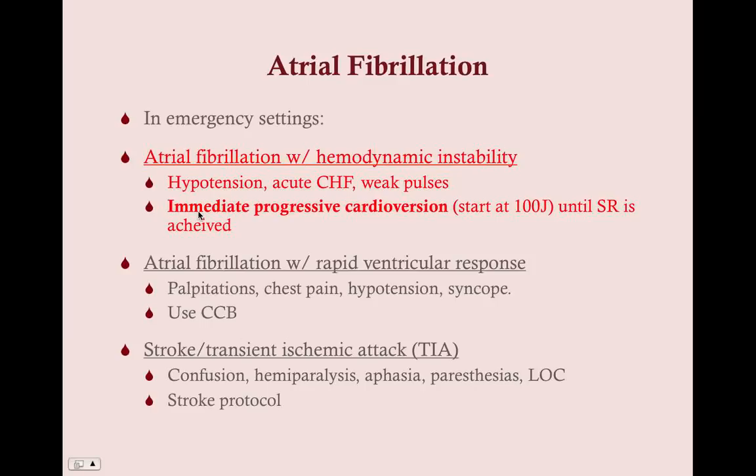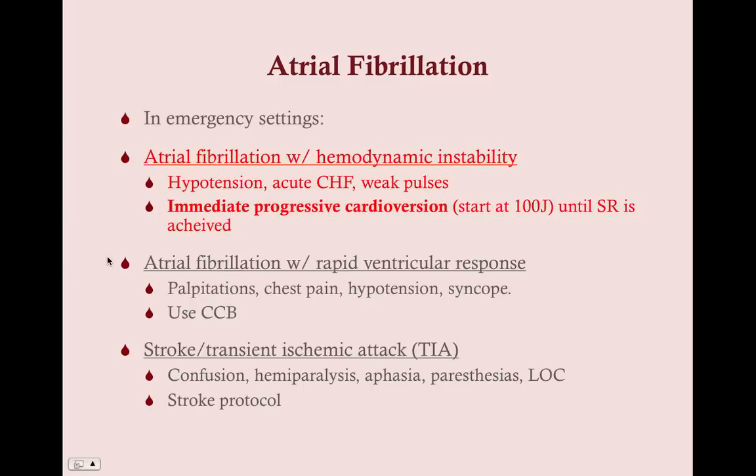You're going to immediately cardiovert these patients. So you're not going to mess around with any drugs. This is one of the rare cases in arrhythmias where we just go straight to cardioversion because these patients are at risk of sudden death. So immediate progressive cardioversion starting at 100 joules. You don't really need to know the intensity for that until you get these patients into sinus rhythm.